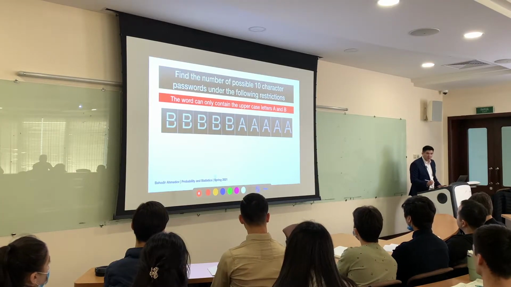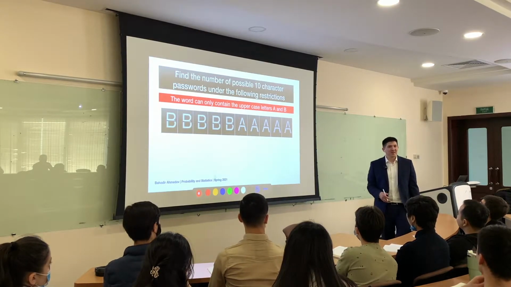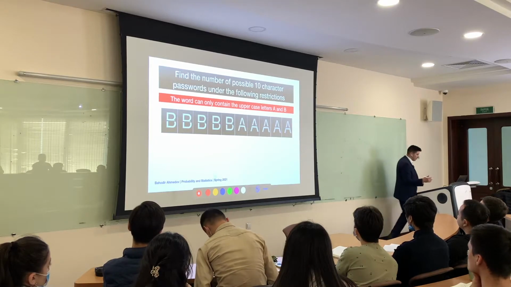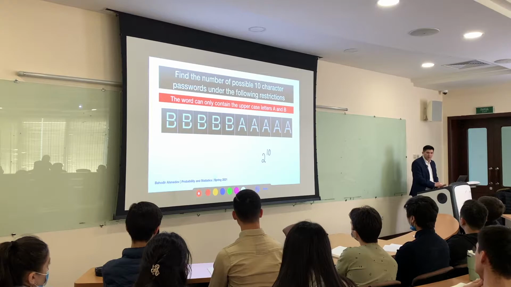26 to the power of 10. Only A and B. 2 to the power of 10, right? Because for every box, there are 2 options, and there are 10 boxes, so that's why it's going to be 2 to the power of 10.